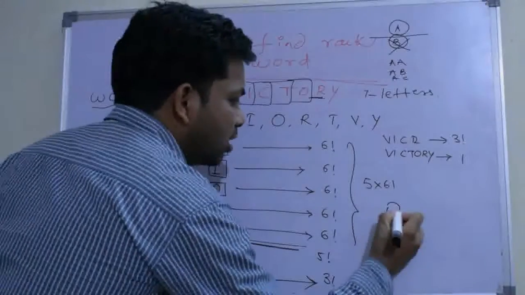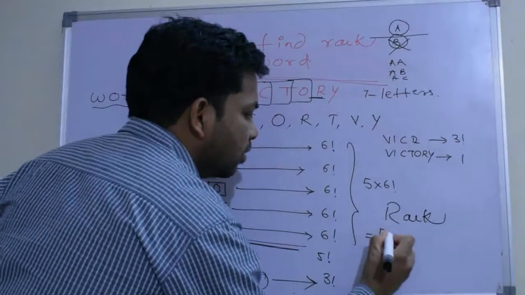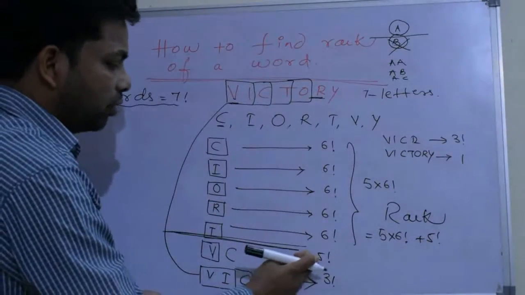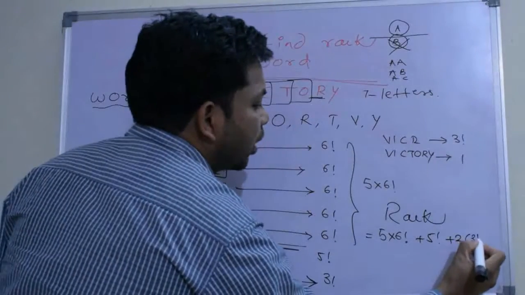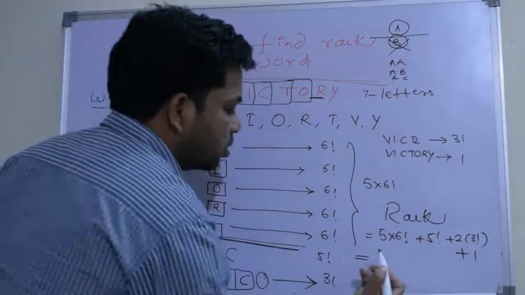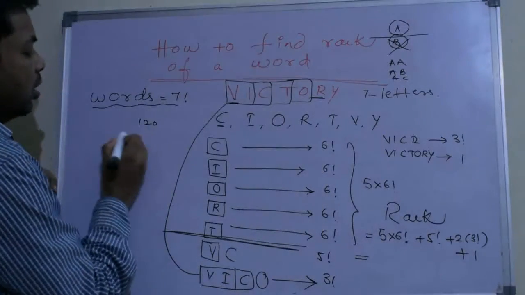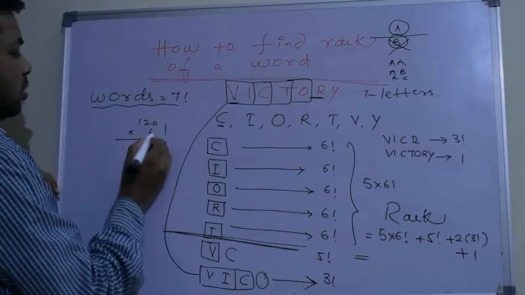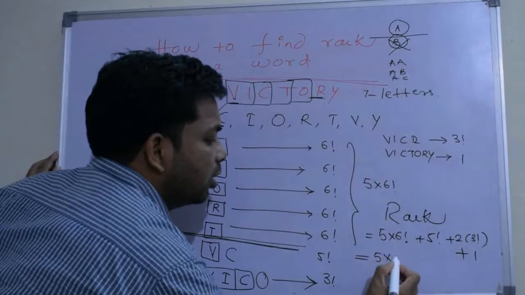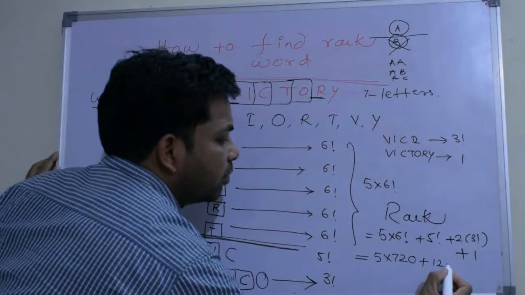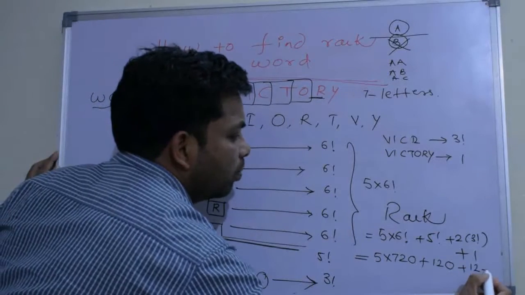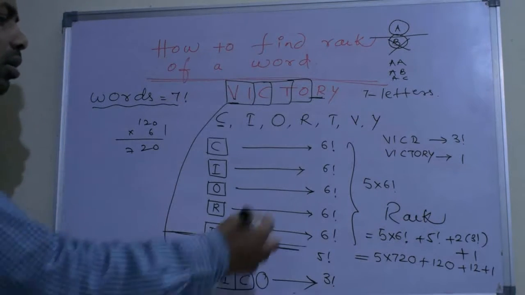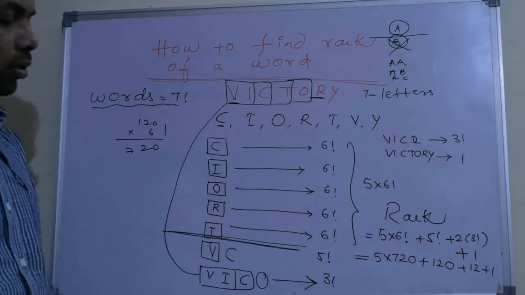So now, what is the rank? Rank is 5 into 6 factorial plus 1 into 5 factorial plus 2 into 3 factorial, then again plus 1. So this is equals to, 5 factorial is how much? 120, and 6 factorial means into 6, so 720. So 5 into 720 plus 5 factorial is 120 plus 2 into 6 is 12 plus 1. So 5 into 720 plus 120 plus 12 plus 1. So this will be the result. Okay, you can calculate that value.